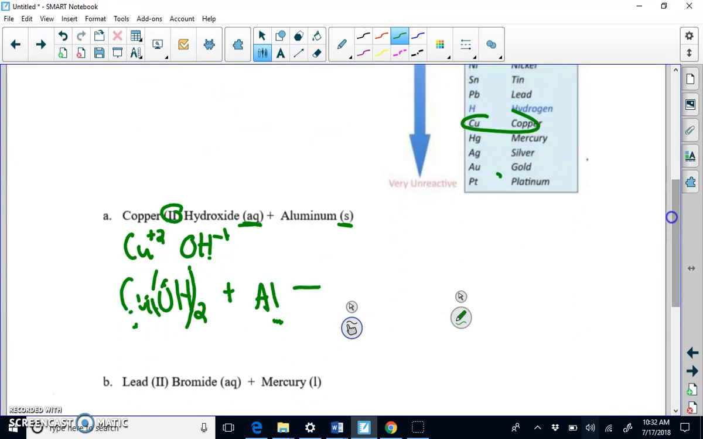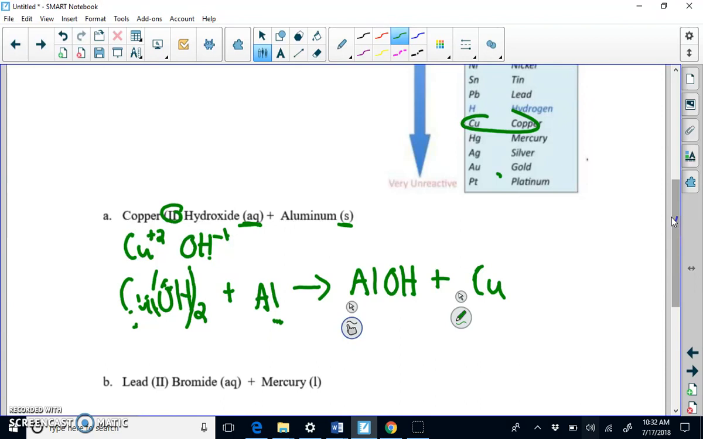We don't carry over any little numbers. So aluminum is now with hydroxide, and then copper got kicked out. No little numbers are carried over. The only time you would carry little numbers over is if they were in the parentheses or part of the polyatomic. Okay, so now we have 2 more things that we got to do here.